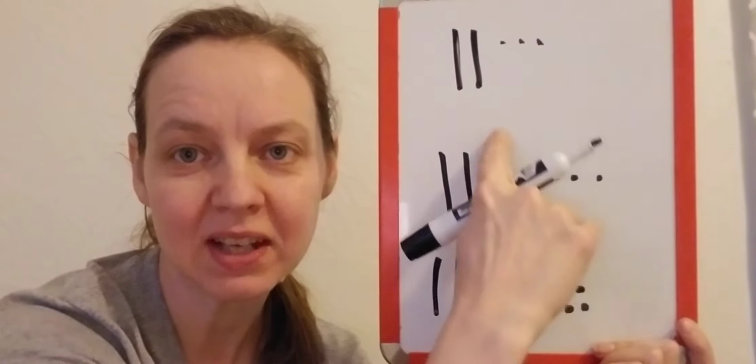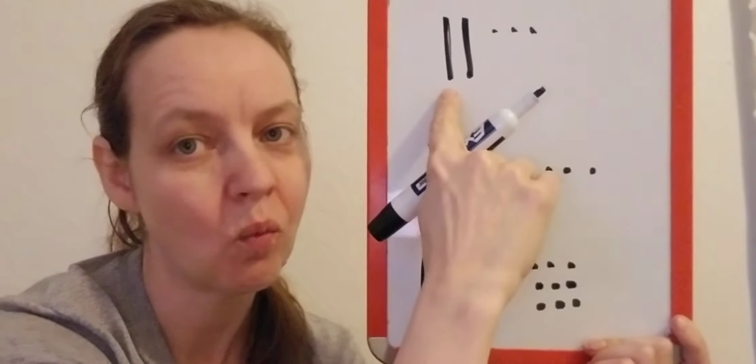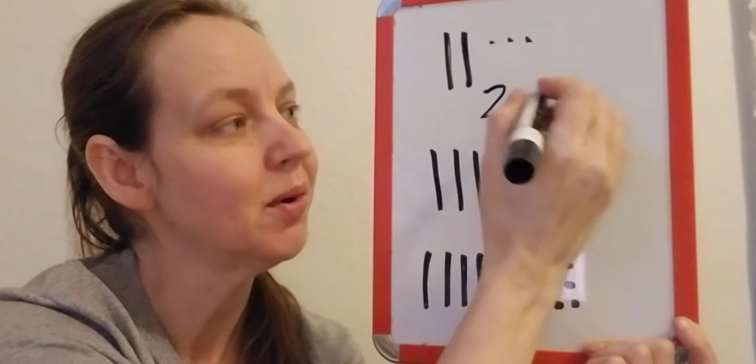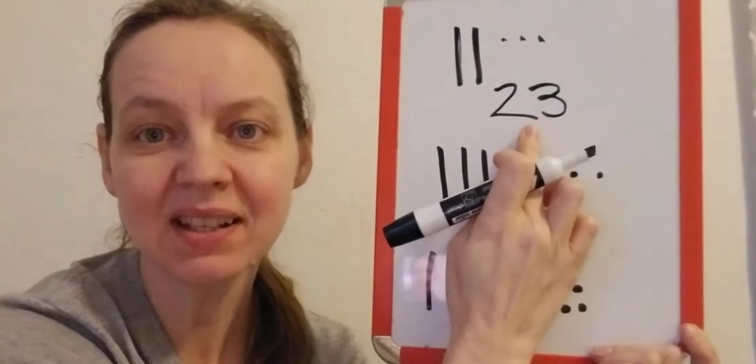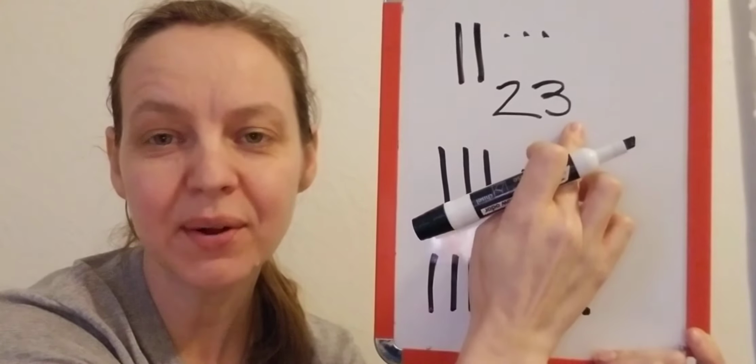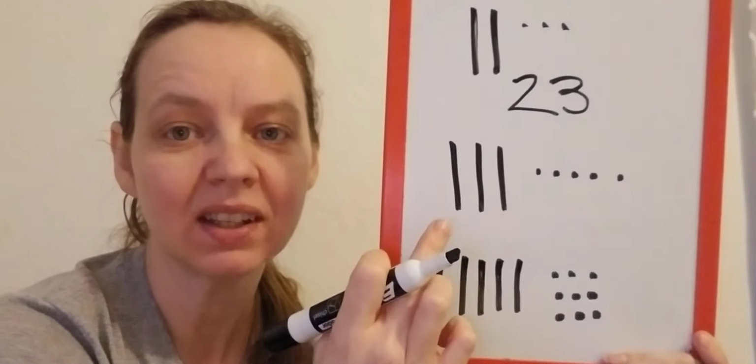All right, let's look at the top one. How many tens? 1, 2. So I hope you put a 2 right there. And how many ones? 3. What number is that? If it starts with a 2, it's 20. 23. Good. Now let's look at this one.